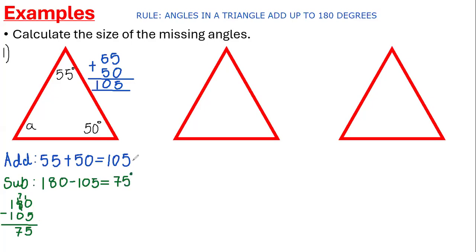And so what does that mean? That means that A is equal to 75 degrees. And so that's the answer for A. A is 75 degrees. All right, does that make sense to y'all? Let me know if y'all understand that, please.